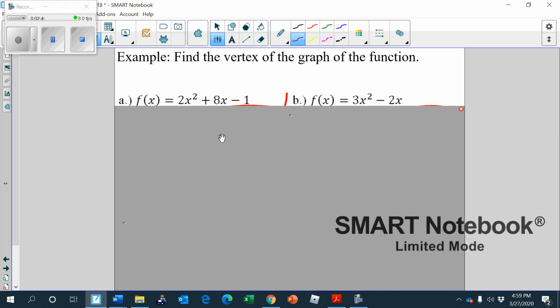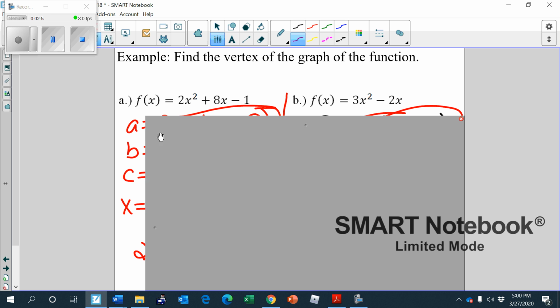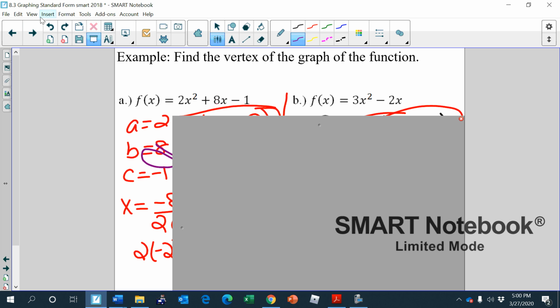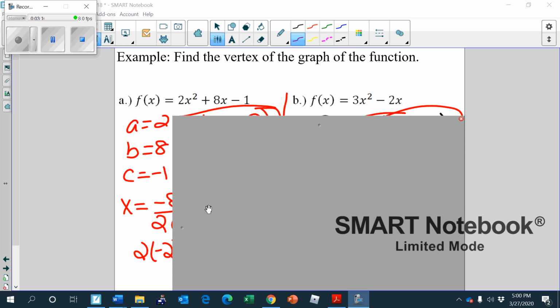So find the vertex of the graph of the function. This is our first example, where we have 2x squared plus 8x minus 1. We're going to establish what a, b, and c are first. Our a is 2, our b is 8, and our c is negative 1. C doesn't really matter in this case, but we always have it there just in case, just so we keep it in order.